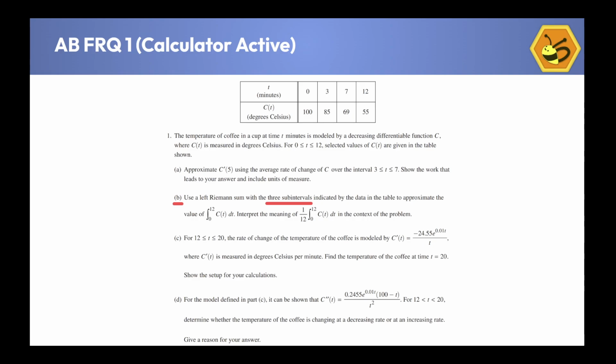Part B is about integration and approximation using a Left-Riemann sum. So I believe it is chapter 6 on the course and exam description. And I've seen some nice answers in the chat already.